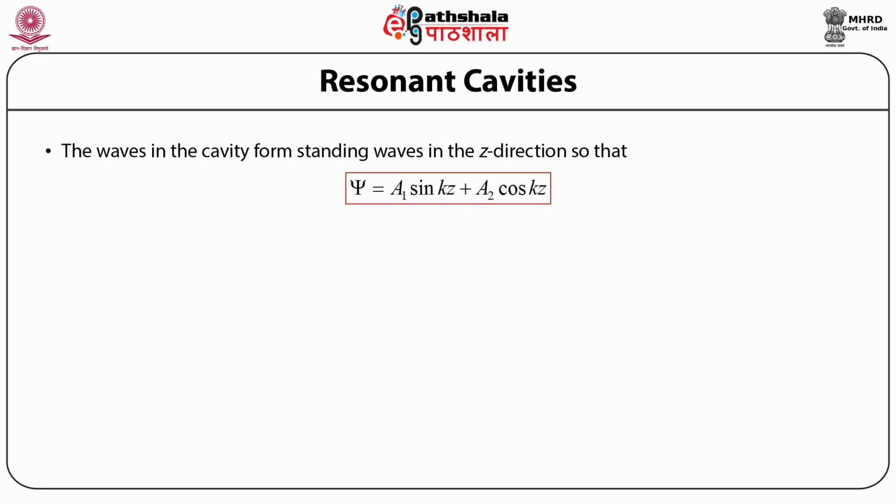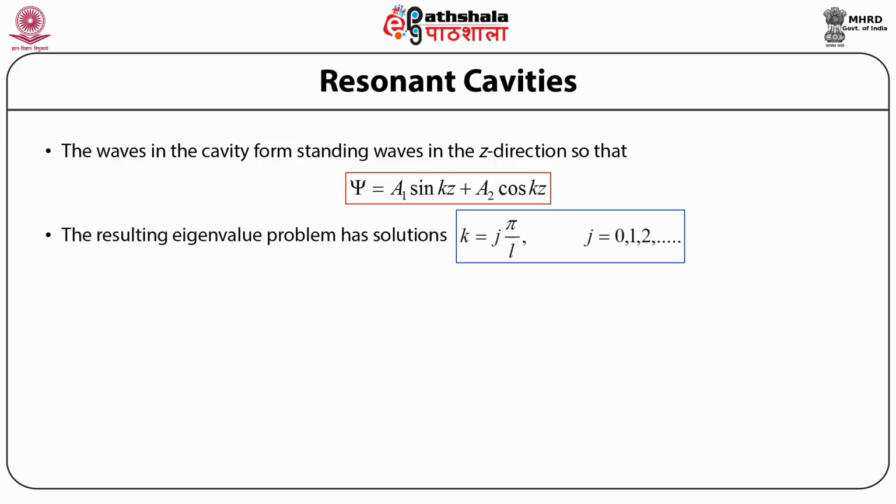So the waves inside such a cavity, enclosed by planar surfaces at the two ends, will be standing waves along the z direction, and the wave equation for such standing waves can be written as psi = A1 sin(kz) + A2 cos(kz), and the resulting eigenvalue problem has the solution k = jπ/L, where j = 0, 1, 2 and so on.